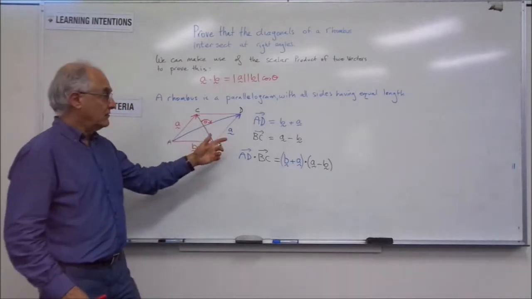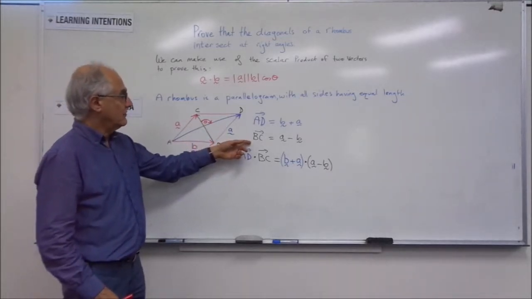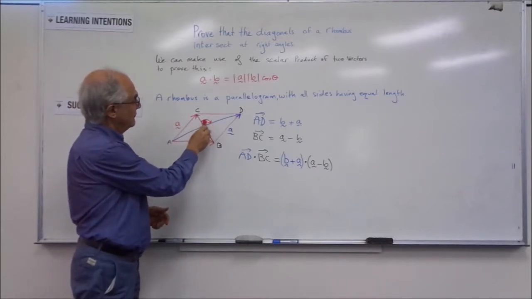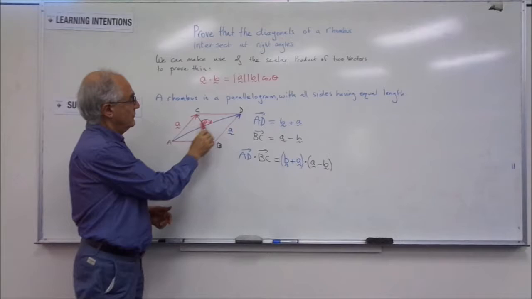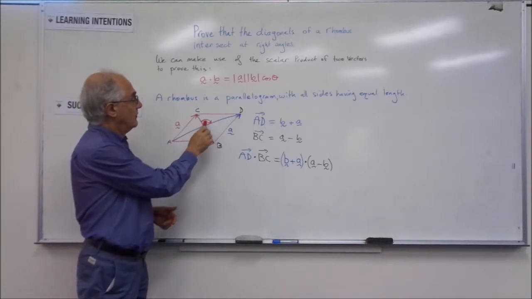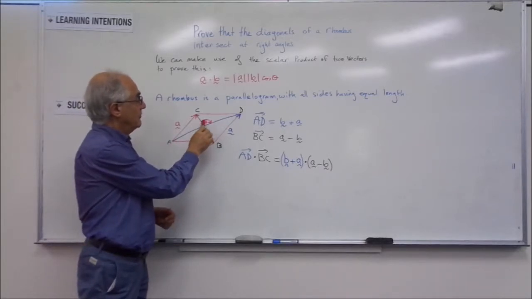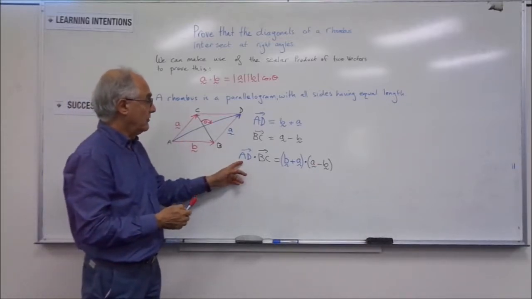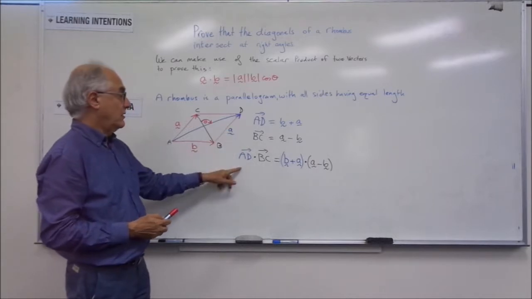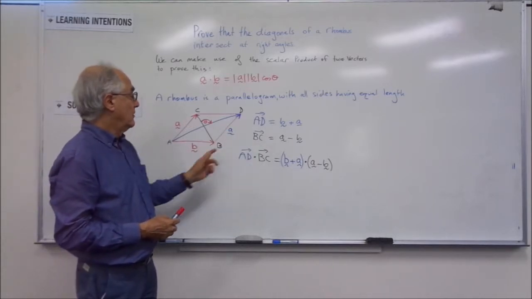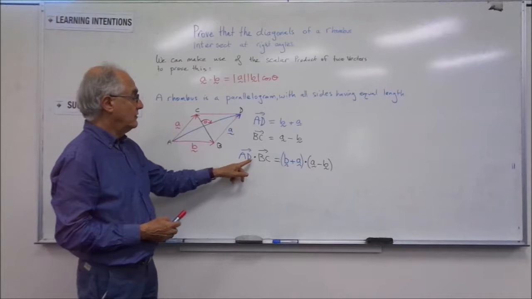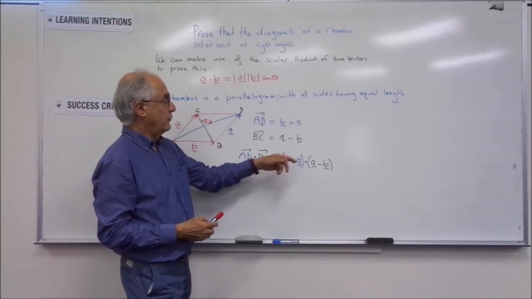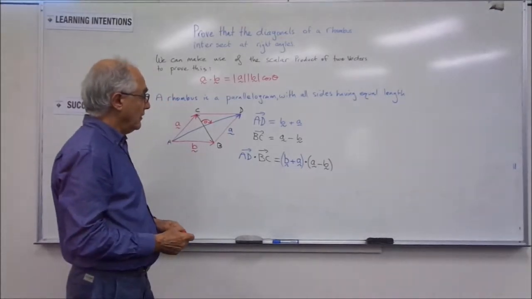Now with the vectors AD and BC, let's take the scalar product of these two diagonals, and the angle between them is theta. What we're going to try to show using the scalar product is that the angle theta is 90 degrees because the scalar product is 0. Let's see if that works. The vector AD is B plus A. The vector BC is A take away B. AD dot BC will be equal to the vector B plus A scalar product with A take away B.